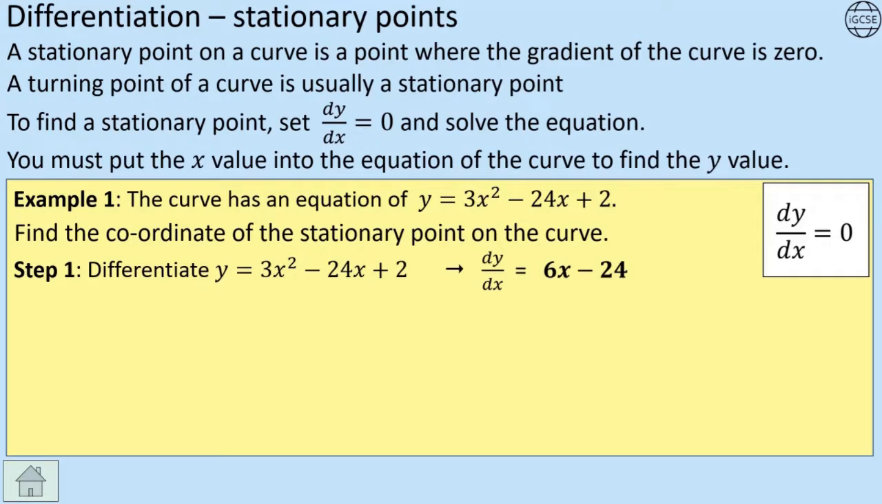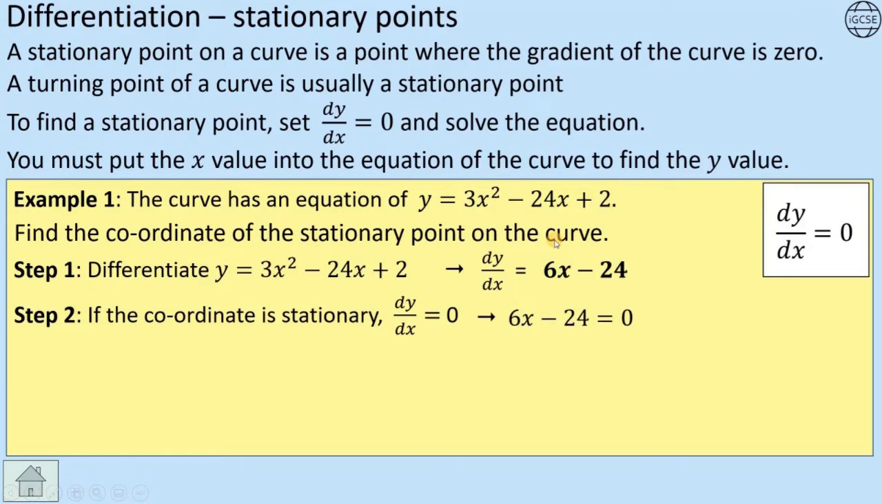Okay. Now, like I said, we make that equal to 0 because we're looking for the stationary point. Remember that this expression, 6x minus 24, is the gradient at any particular point, but we want to find the x value for when it equals 0, so we make it equal 0. So 6x minus 24 equals 0, so take the 24 to the other side, it becomes positive, then divide both sides by 6, and of course we've got x is equal to 4.